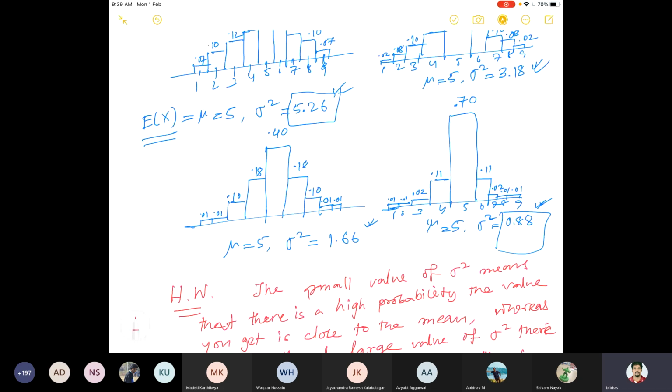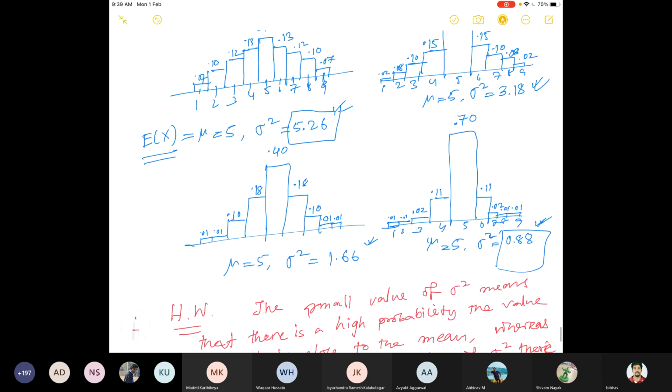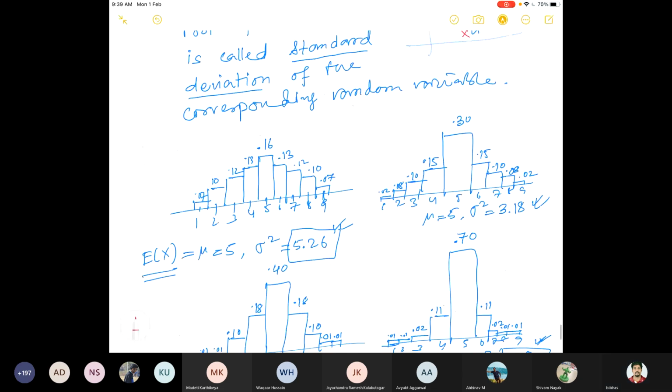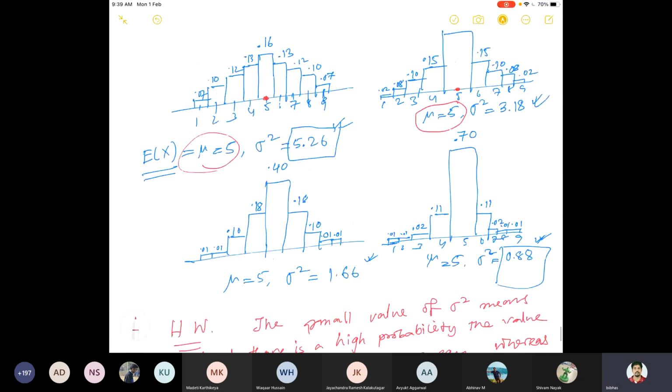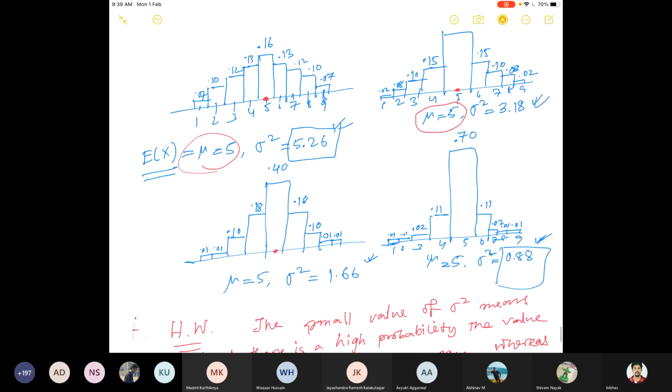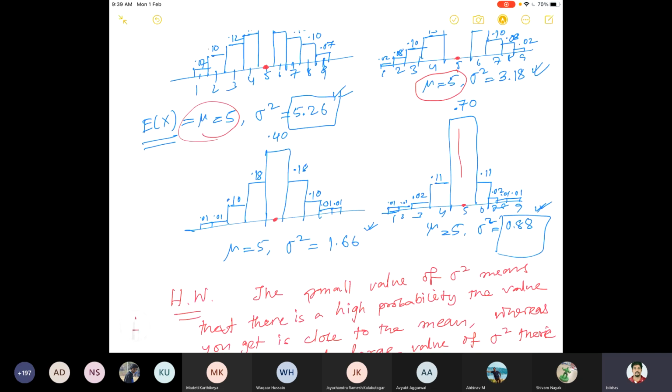See, let me just explain this. Here, mu equals 5. 5 means here. The probability is quite high to get a value around 5, because the probability of getting 5 is 0.7. Probability of getting 6 is 0.11. Probability of getting 4 is 0.11. Probability of getting 7 is 0.02, and so on.